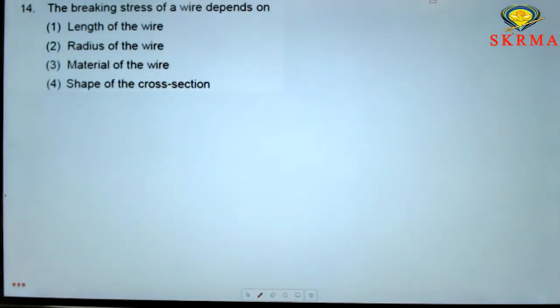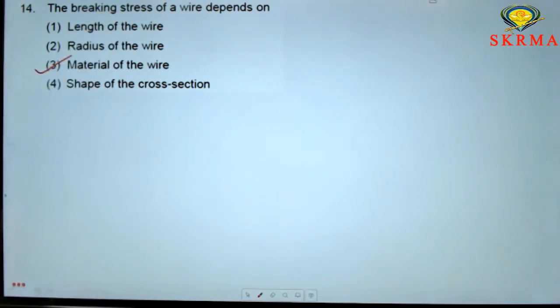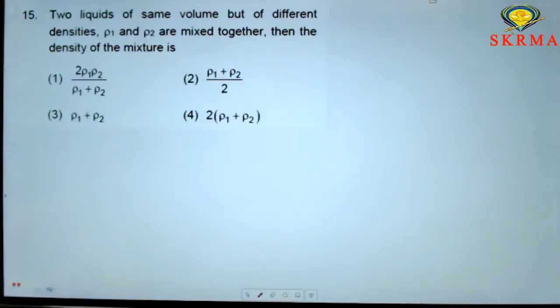Next. Breaking stress of the wire depends on. Breaking stress depends only on the material, like Young's modulus or bulk modulus or density. Breaking stress depends directly on the material of the wire only, not on dimensions. So the third option is the correct one.